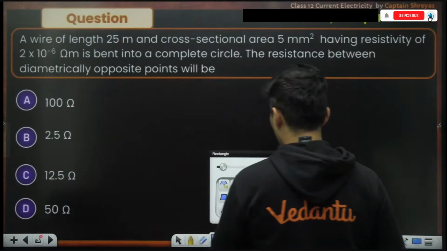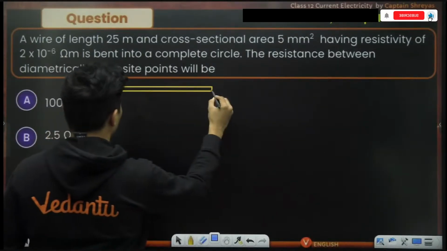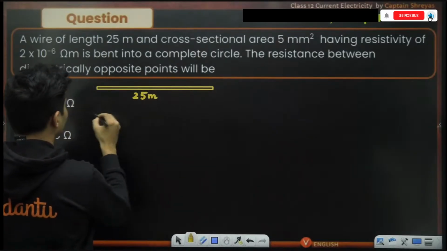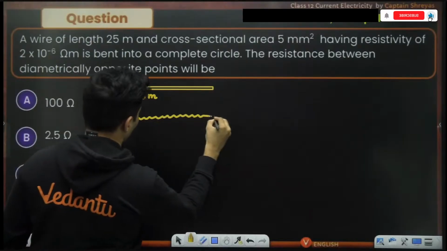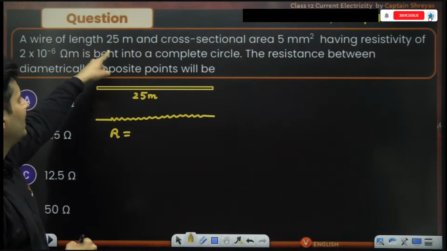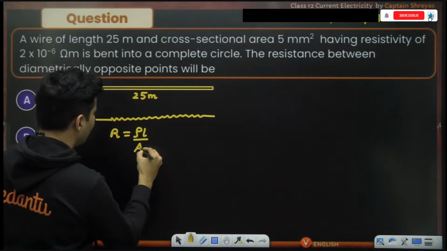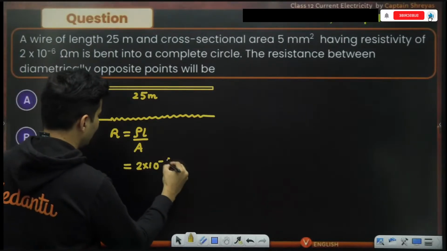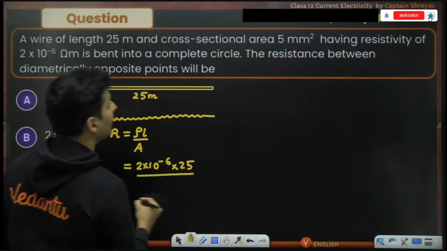Okay. First, let me consider that wire whose length is 25 meters. This is obviously a big resistance. How much will be that resistance? If resistivity is given, length is given, area is given, use the formula rho L by A. Resistivity is 2 into 10 to the power negative 6. What is the length? It is 25 meters by area.